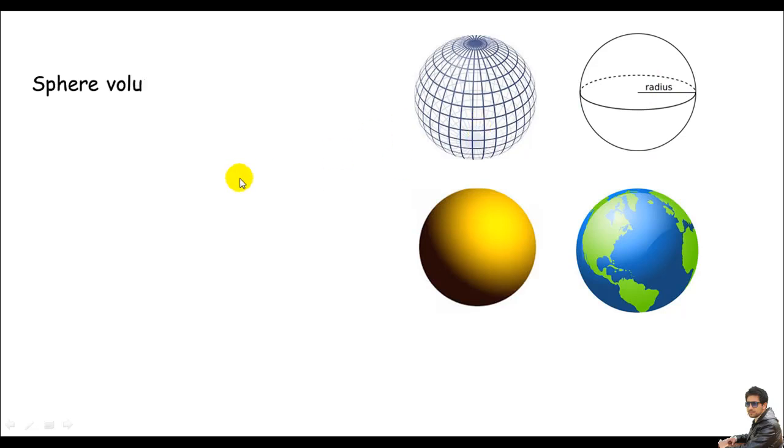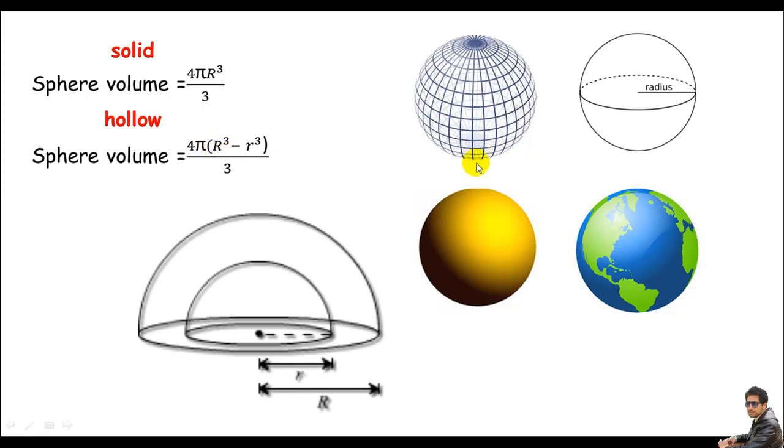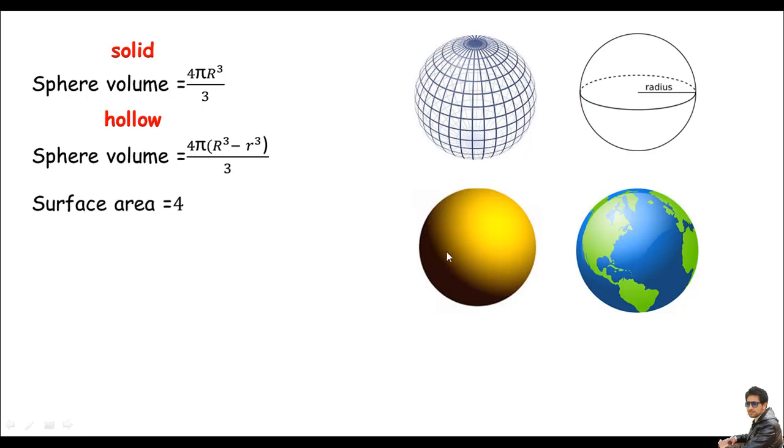And remember, the sphere volume is 4 by 3 times pi r cube, and this is for a solid sphere. Remember, the dome is always a hollow sphere, right? Well, we can use another formula like this one. The capital R represents the external surface radius in a hollow section. And the small r represents the radius of the interior surface in a hollow section. And what's the surface area of a sphere? Remember, this is 4 times pi r square.